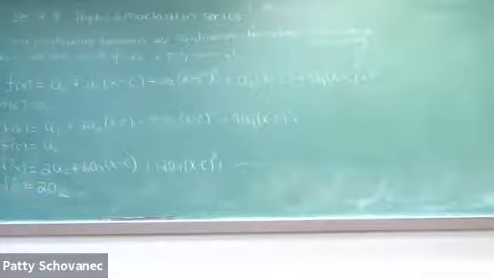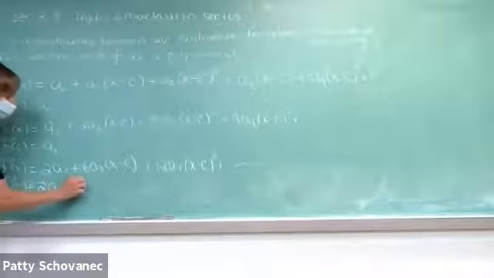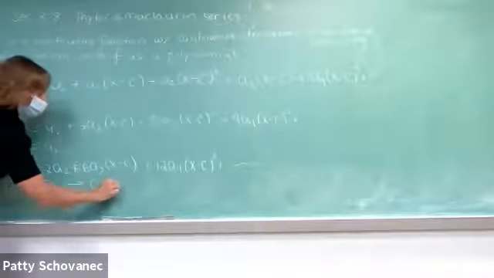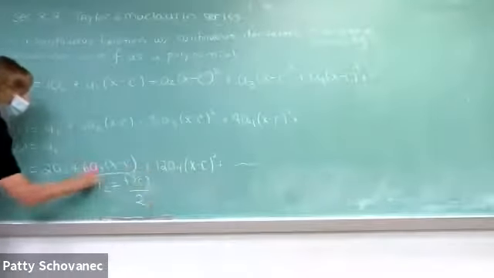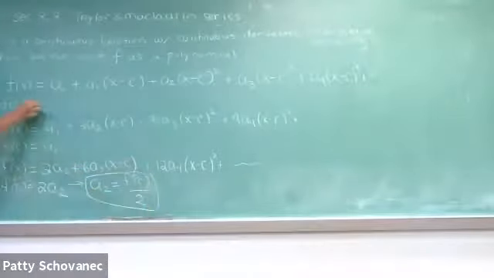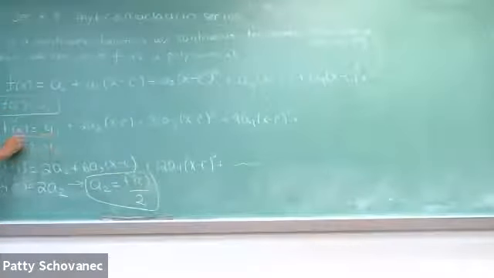So if I solve that for a2, then I get a2 is f double prime of c divided by 2. Hang on to that one. So I'm solving for my coefficients.